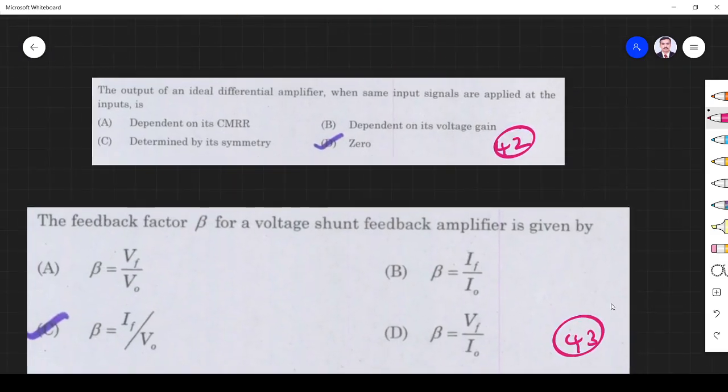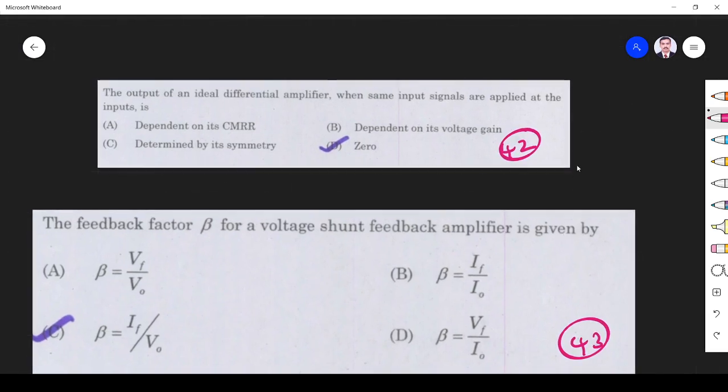Next question. The output of an ideal differential amplifier when the same input signals are applied to the inputs is, what? A differential amplifier amplifies the difference between the input signals. When the same inputs are applied, the difference is 0. So what will be the output? Output is 0.